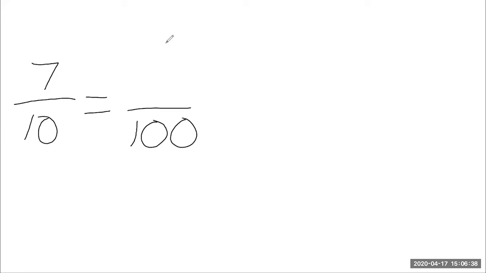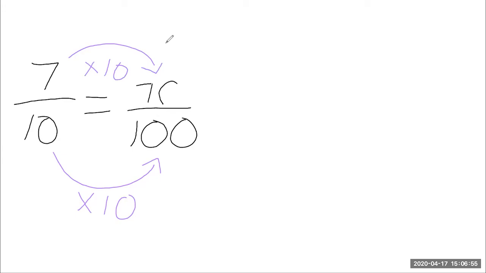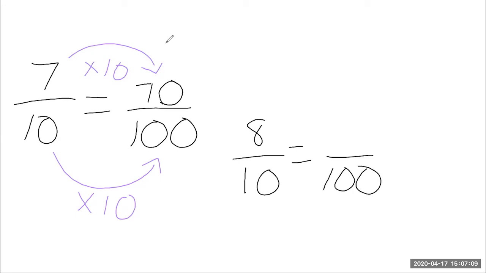So if I go from my 10 to become 100, I will times it by 10. And if I do it to the bottom, I also do it to the top. And my new numerator will be 70. So 7 tenths is equivalent to 70 hundredths. Try this one by yourself. We'll give you a moment to try. You probably do it in your head, but I'll wait about 10 seconds, give you a chance to try it and think on your own.